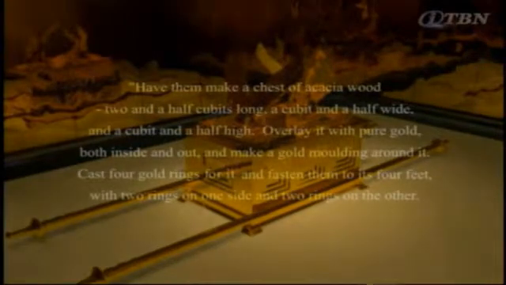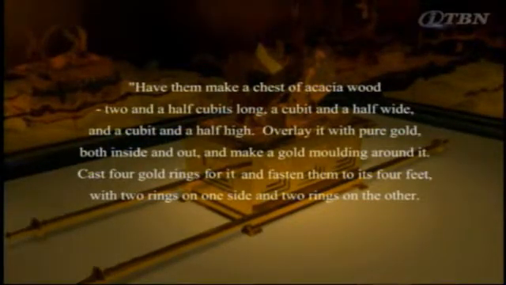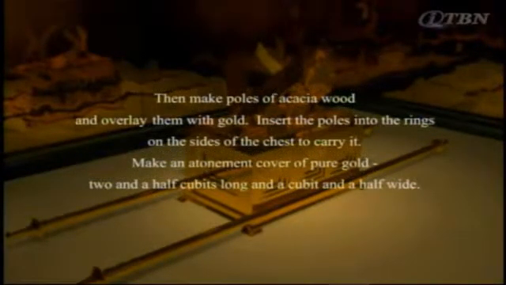Have them make a chest of acacia wood, 2.5 cubits long, a cubit and a half wide, and a cubit and a half high. Overlay it with pure gold, both inside and out, and make a gold molding around it. Cast 4 gold rings for it, and fasten them to its 4 feet, with 2 rings on one side, and 2 rings on the other. Then make poles of acacia wood and overlay them with gold. Insert the poles into the rings on the sides of the chest to carry it.